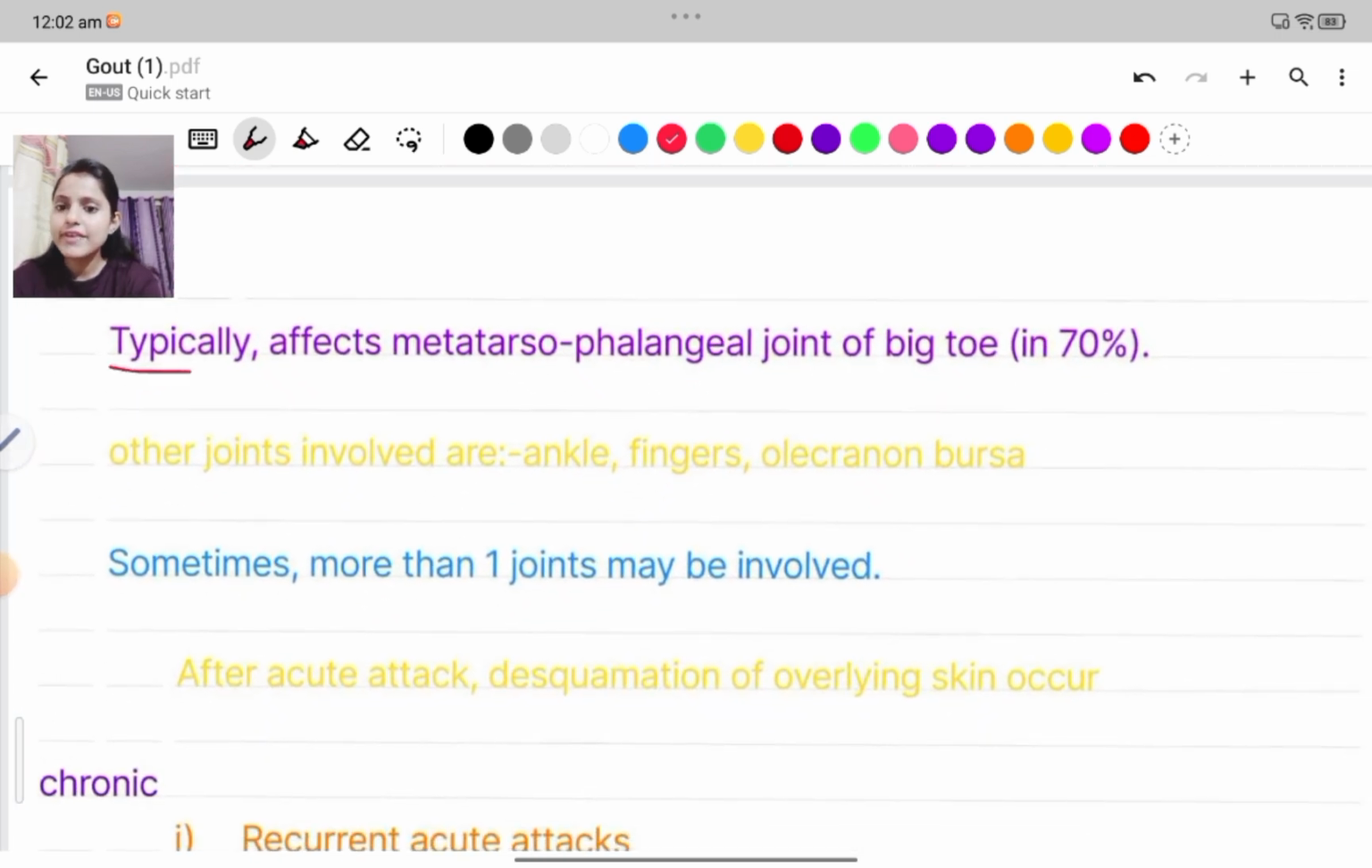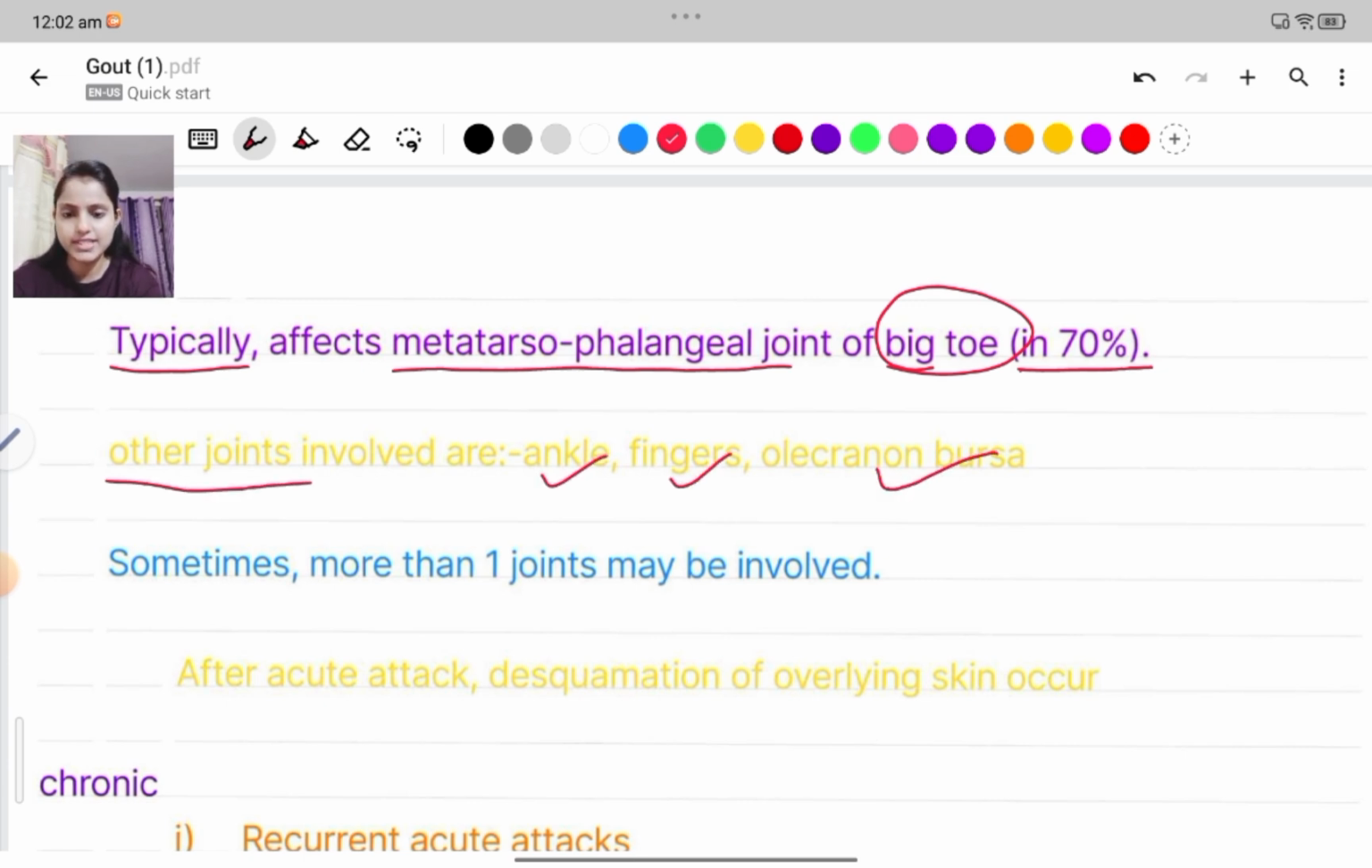Gout typically affects the metatarsophalangeal joint of the big toe, the great toe, in 70% of patients. Other joints are also involved, like the ankle, fingers, and olecranon bursa. Sometimes more than one joint may be involved. After an acute attack, there is desquamation of the overlying skin.